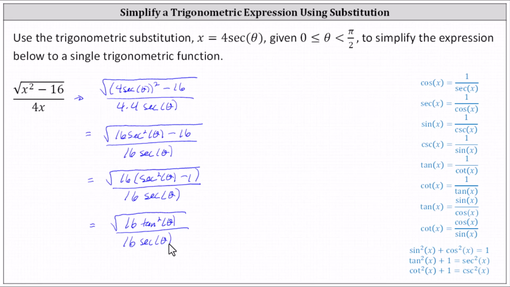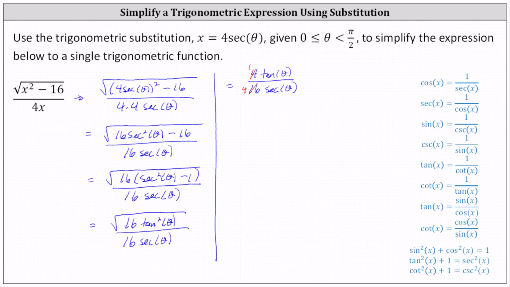16 tangent squared theta is a perfect square. The square root of 16 tangent squared theta equals 4 tangent theta. We now have 4 tangent theta divided by 16 secant theta. 4/16 simplifies to 1/4 because there's 1 4 and 4 4s in 16.